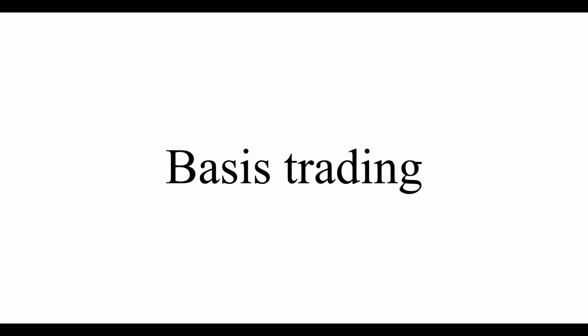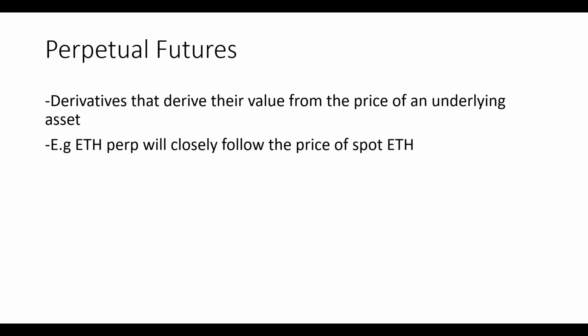So to explain basis trading, I need to go into perpetual futures. If you already know what this is, you can skip forward. But if you're not familiar with perpetual futures, they are derivatives that derive their value from the price of an underlying asset. So for example, an Ethereum perpetual future will closely follow the price of spot Ethereum. Now, people will use perpetual futures because it allows them to leverage trade when it might be harder to leverage trade spot Ethereum. A lot of places don't offer it, or you have to have a certain KYC level, and so a lot of people will trade perpetual futures.